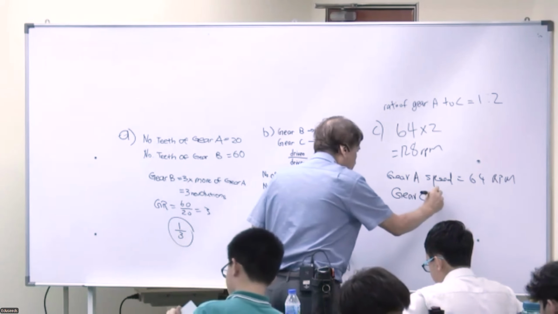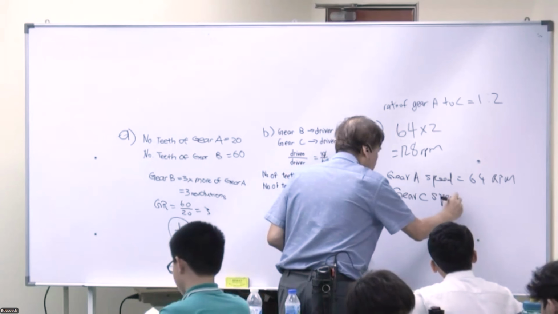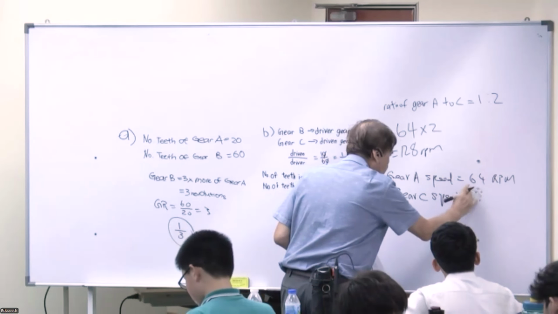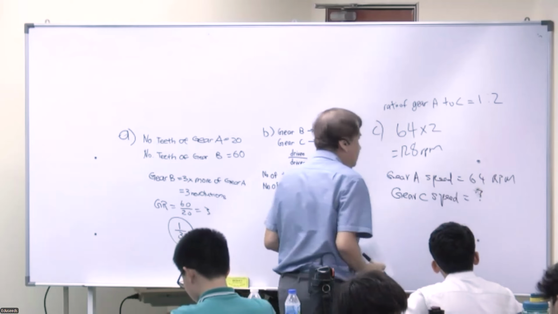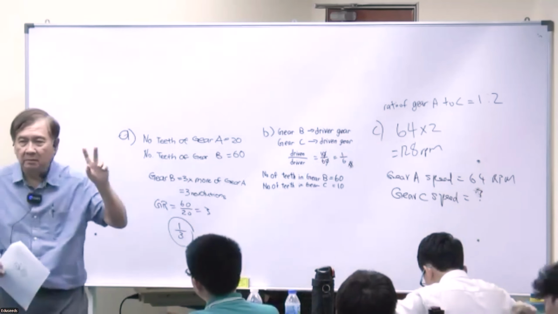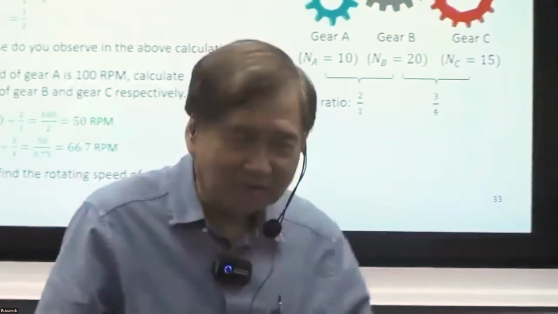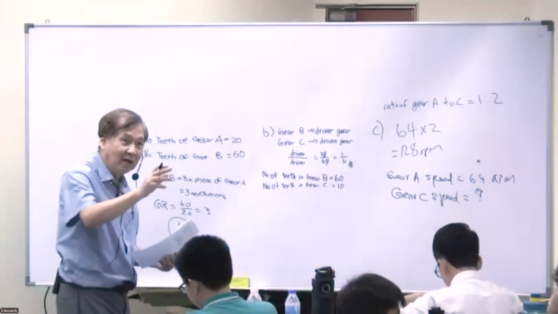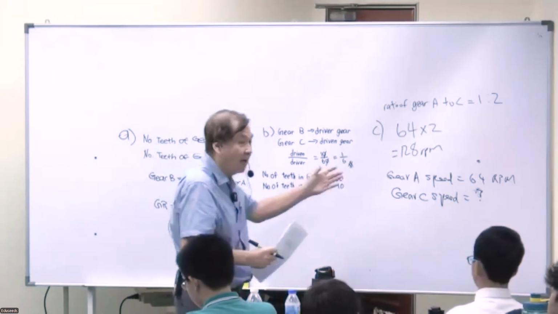So we want to know gear C speed, which equals what? We don't know. Am I right? Question mark. We're going to find this one. How to find this one? Hello? How to find this one? No, to find B. He says, okay, you can find the gear ratio. That's right. You can find the gear ratio between A and C.